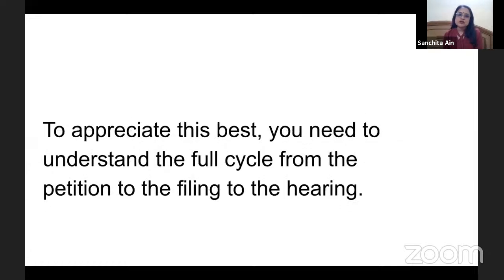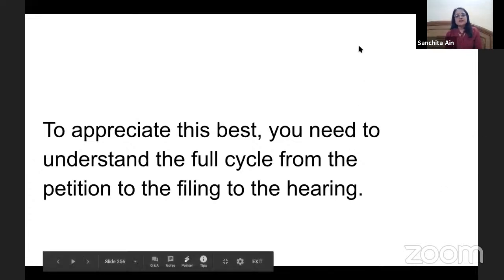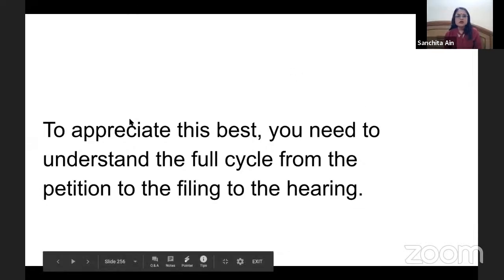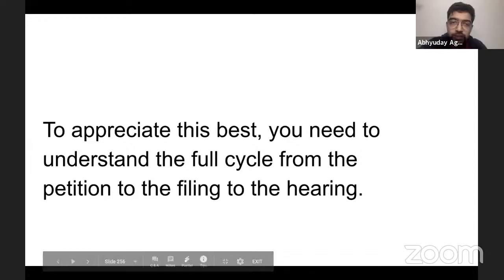Again, to appreciate this best, you need to understand the full cycle of the petition from filing to hearing. Only then will you be able to assist the judge properly. Obviously, you want to leave a good impression on him. You never know, you might appear before him again, or get to do arbitration matters with him after he retires.